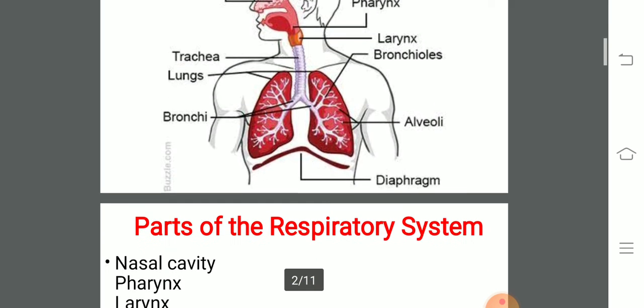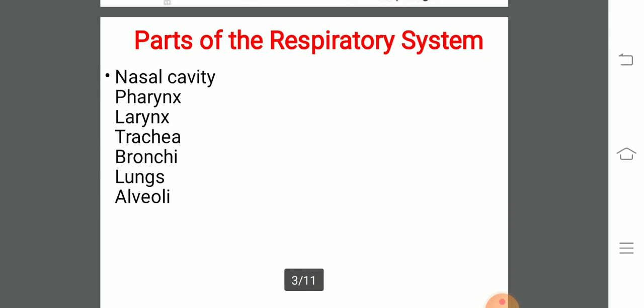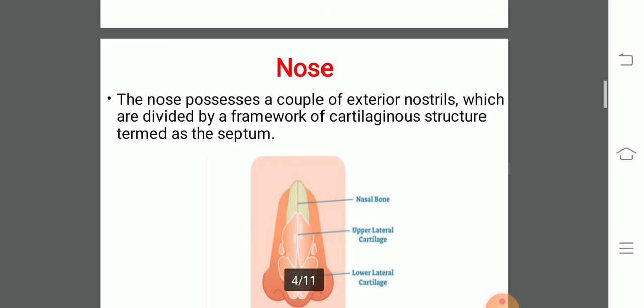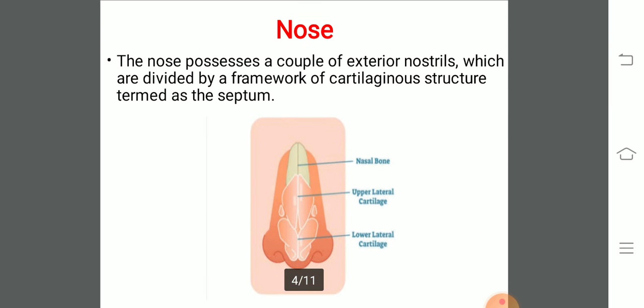So the first one is what? These are the parts. Again I am repeating: nasal cavity, pharynx, larynx, trachea, bronchi, lungs and alveoli. Okay, so the first part is what? Nose. The nose possesses a couple of exterior nostrils which are divided by a framework of cartilaginous structure termed as the septum.